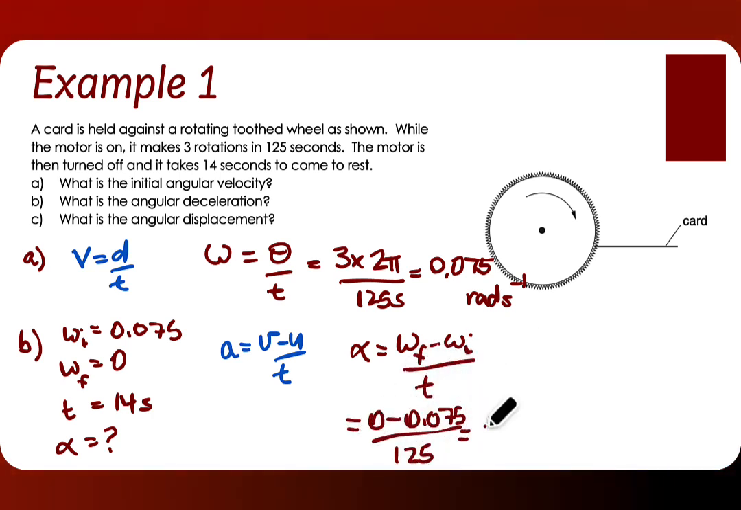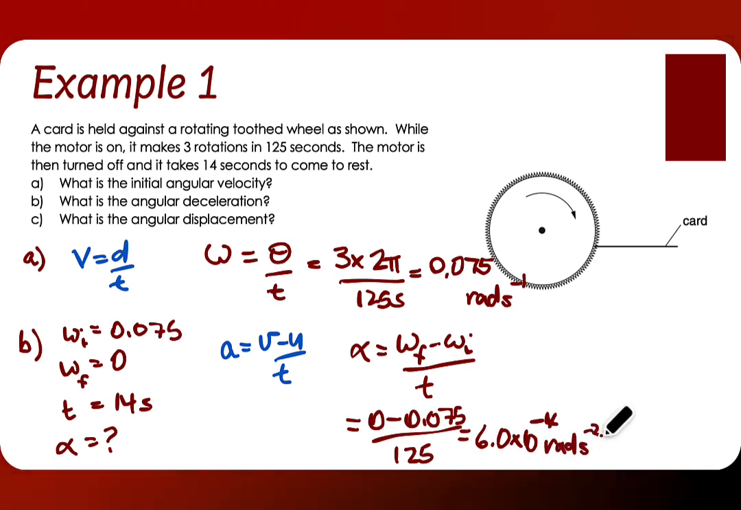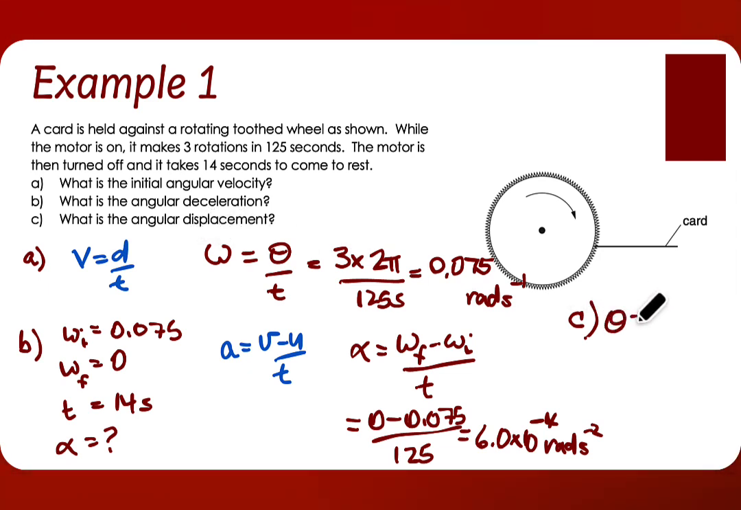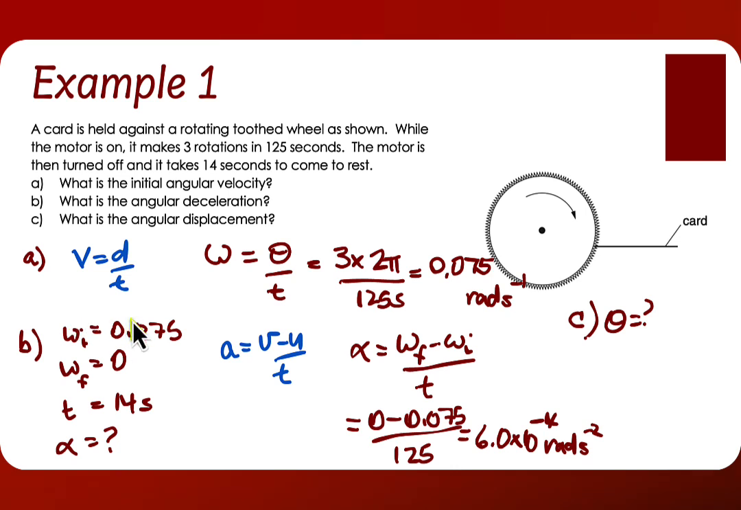And this will give me 6.0 times 10 to the power minus 4. It's a negative value. Radians per second squared. And finally, I'm asked for the angular displacement. So that means I'm looking for theta. If I was doing this with translational motion, this would be s, and I would try and use the equation that has these letters here. Remember, if I've made a mistake in alpha, I don't want to compound it in my next one because it might give me some really weird answers.